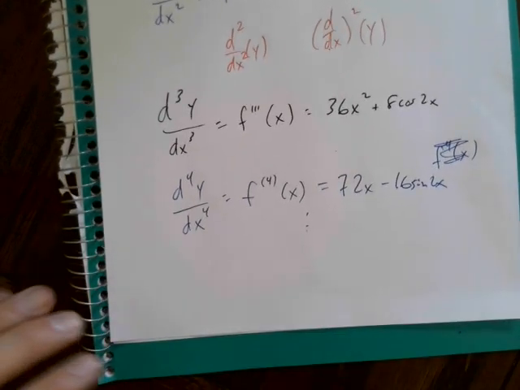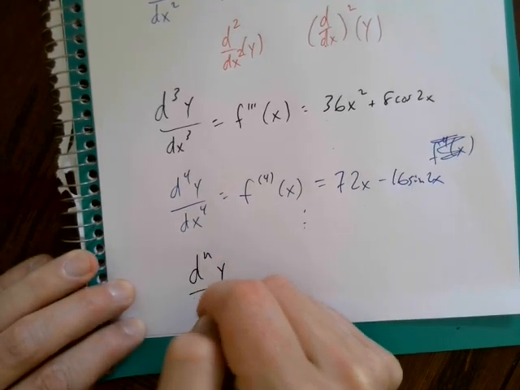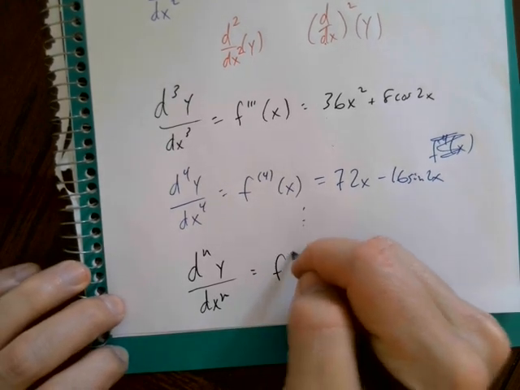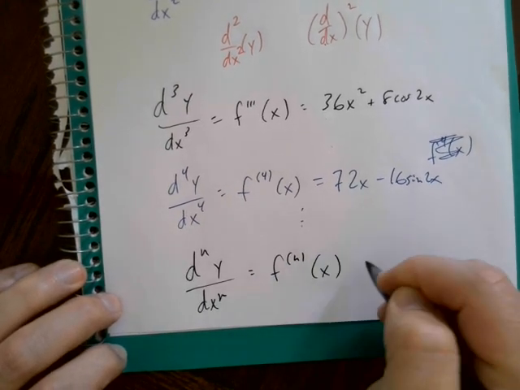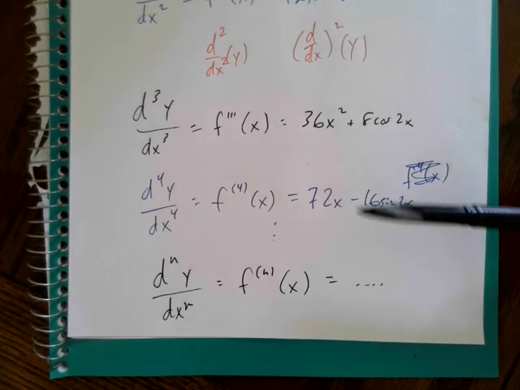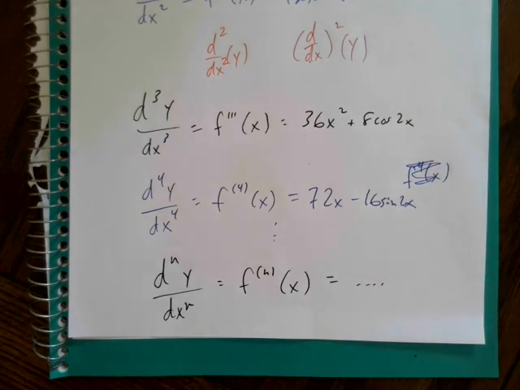So in general, the nth derivative is the nth derivative of y with respect to x. It's supposed to be n, which is f^(n)(x), and it equals whatever it equals. Every polynomial eventually differentiates to 0, but trig functions, exponential functions, log functions, those ones stay around.